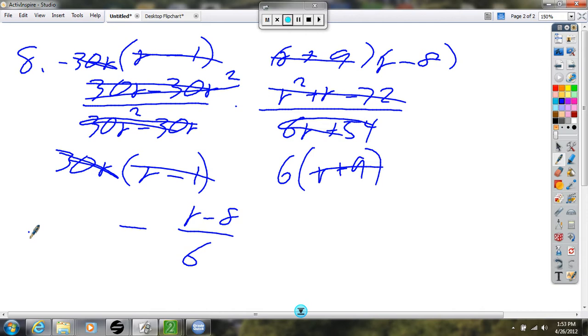I did it the same way, except I just flipped the thing over, and then I just took out the negative. Like for the top, for 30R squared minus 30R, I flipped it over, made it positive and just took out the negative. It's the same thing. That's what I'm telling you. That's what Melissa was saying.